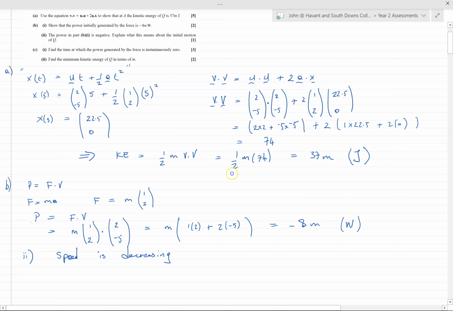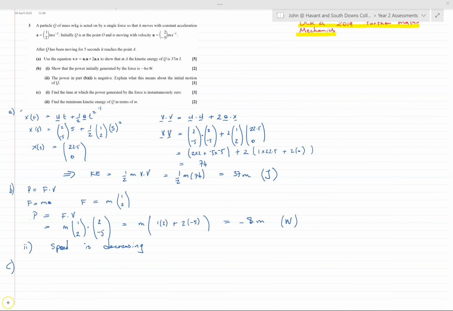Let's just make a bit of room for this so we can see the whole thing. Okay, so it says find the time the power generated is instantaneously 0. Well, that will actually be the same as when the speed in this situation is at its minimum, which leads into the next part of the question. The speed is initially decreasing because the power is negative. Then at a certain time, the speed will start to increase and the power is positive. Obviously, in between the two, it will be equal to 0.